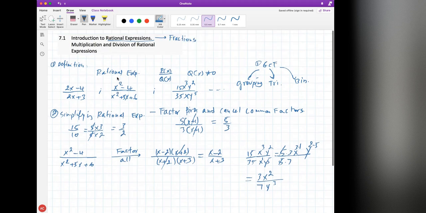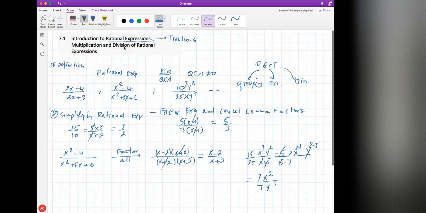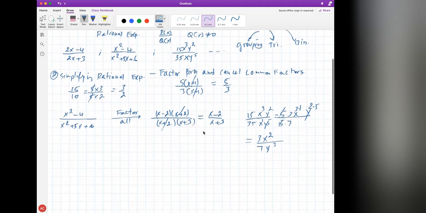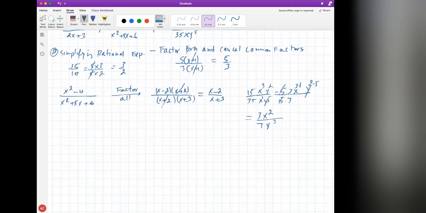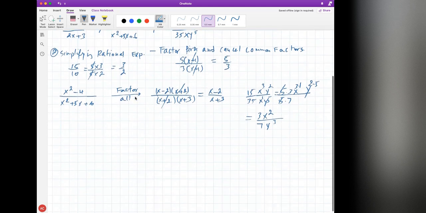Okay, any questions about this so far, everybody, before we go to multiplication and division? Everyone, any questions? Okay, there are no questions. Let's look at multiplying. We can actually multiply two of these, this and this, the same way we multiply two regular fractions.